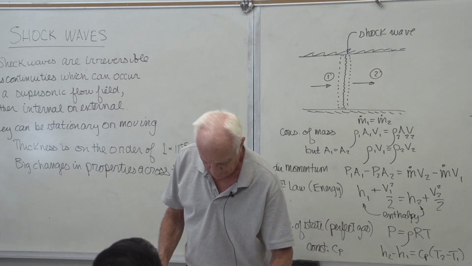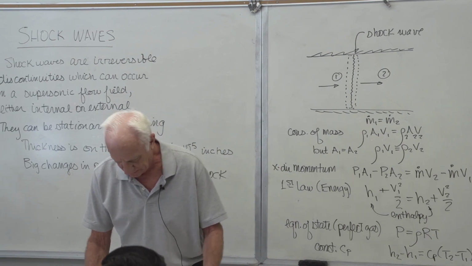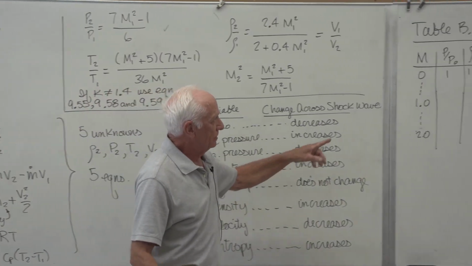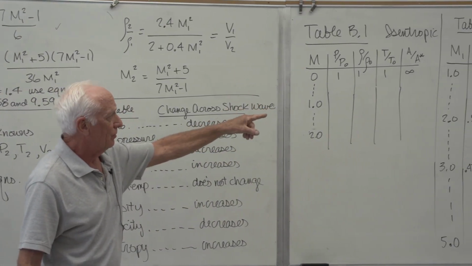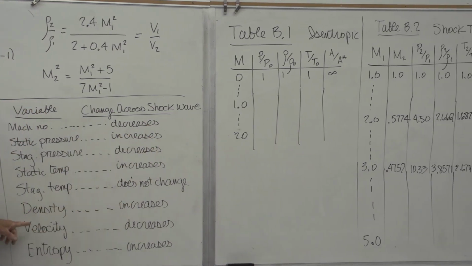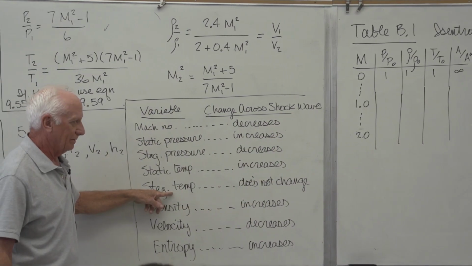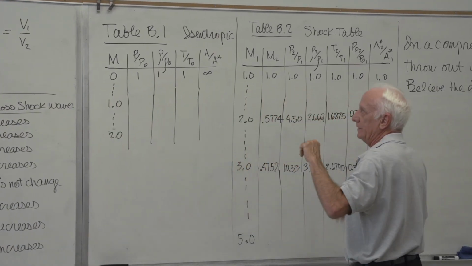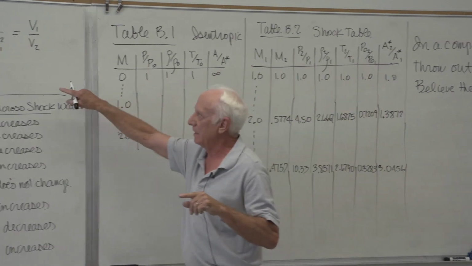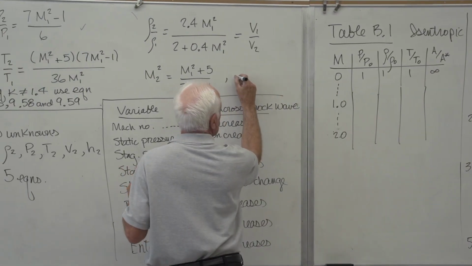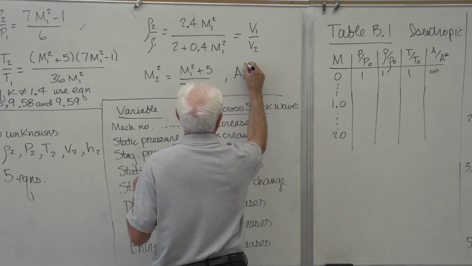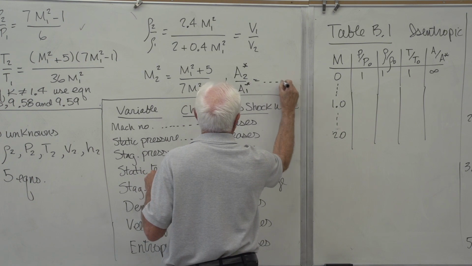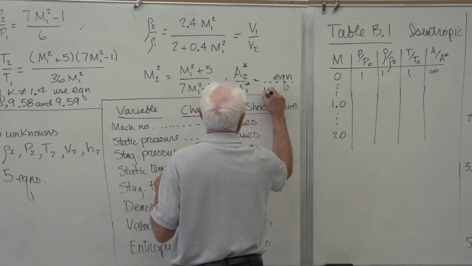Now, in the table, you won't see some things. Stagnation temperature. You won't see a T02 over T01. Why? Because stagnation temperature doesn't change. So there's no column titled T02 over T01. You won't see the equation up here for this A star, but it's in the textbook. It's rather long, so I'm not going to put it down here, but there's an equation in the text.